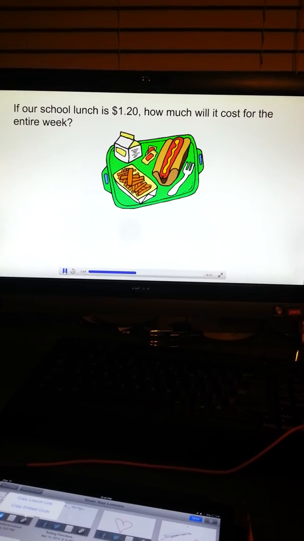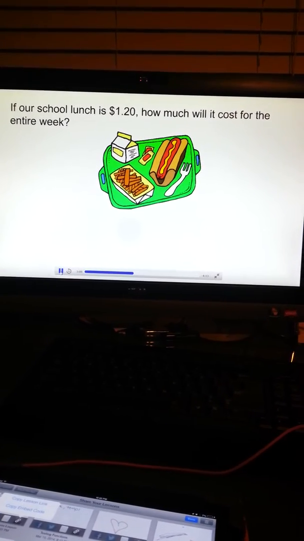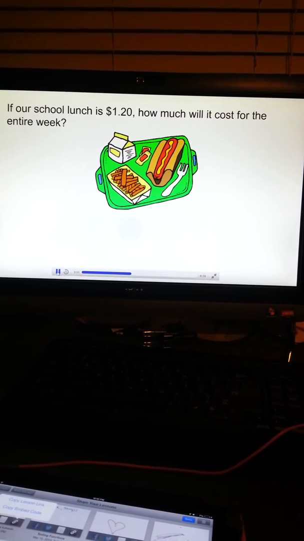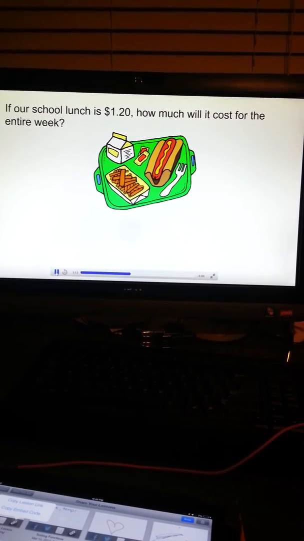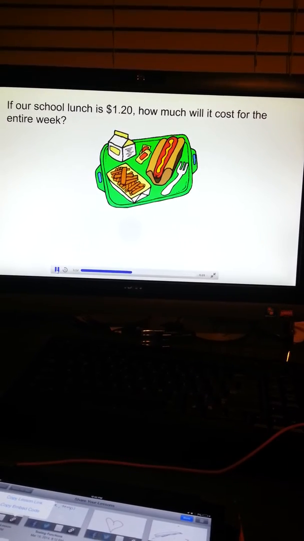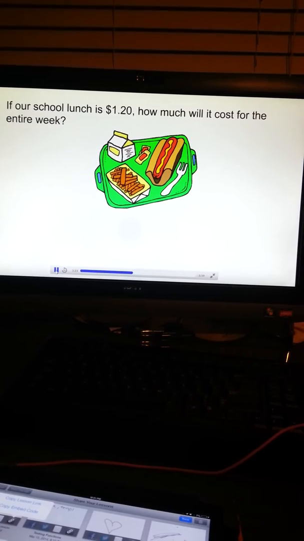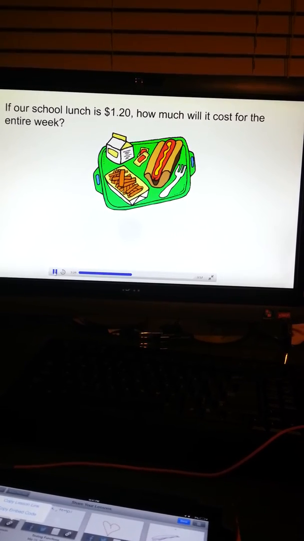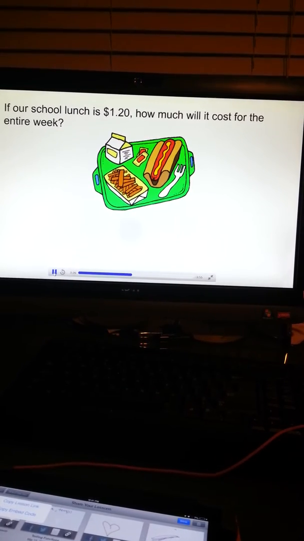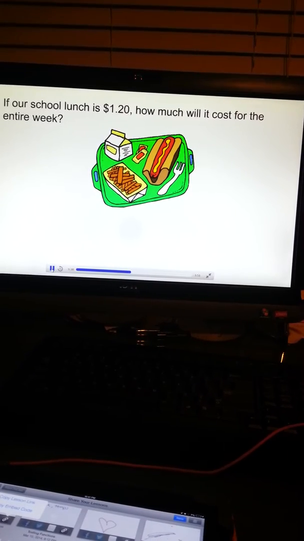Now that we have a better understanding of relationships and functions as it pertains to dependent and independent variables, let's see if we can answer that question. If our school lunch costs 120 cents, that is $1.20 per day, how much money will I need in order to buy lunch for the entire week?